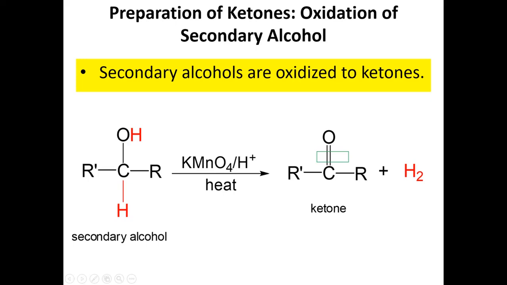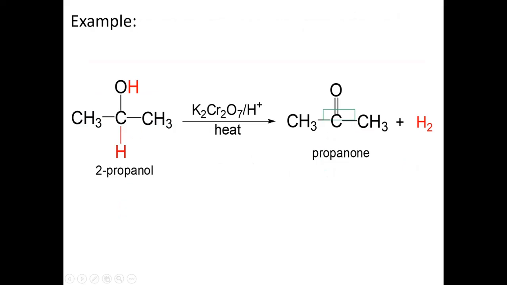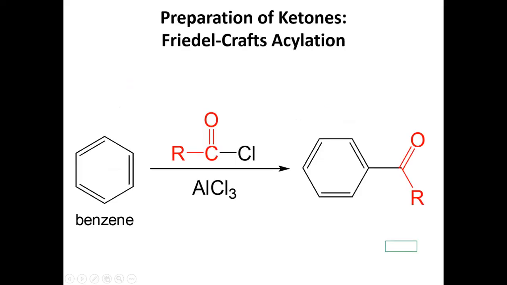Okay, when this secondary alcohol reacts with potassium permanganate in the presence of acid at very high temperature or reflux, you will get ketone. So the OH will be oxidized to double bond O. For example here, you have 2-propanol, when it reacts with potassium dichromate in the presence of acid and then you heat, this one will oxidize to double bond O.